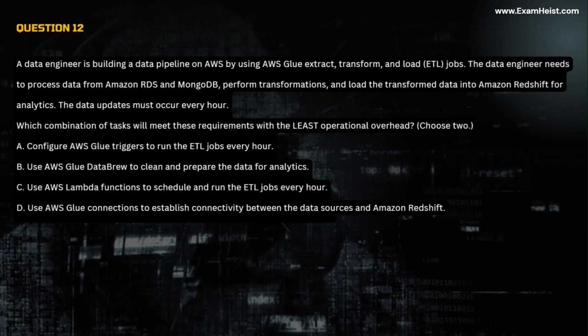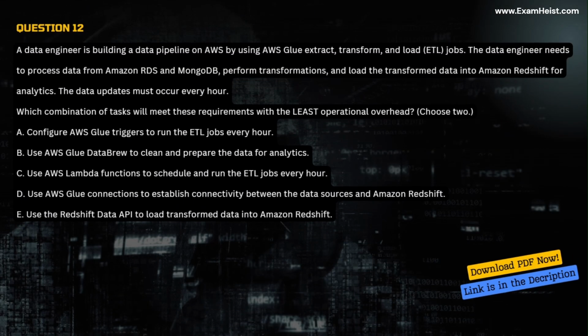Question 12. A data engineer is building a data pipeline on AWS by using AWS Glue extract, transform, and load (ETL) jobs. The data engineer needs to process data from Amazon RDS and MongoDB, perform transformations, and load the transformed data into Amazon Redshift for analytics. The data updates must occur every hour. Which combination of tasks will meet these requirements with the least operational overhead?